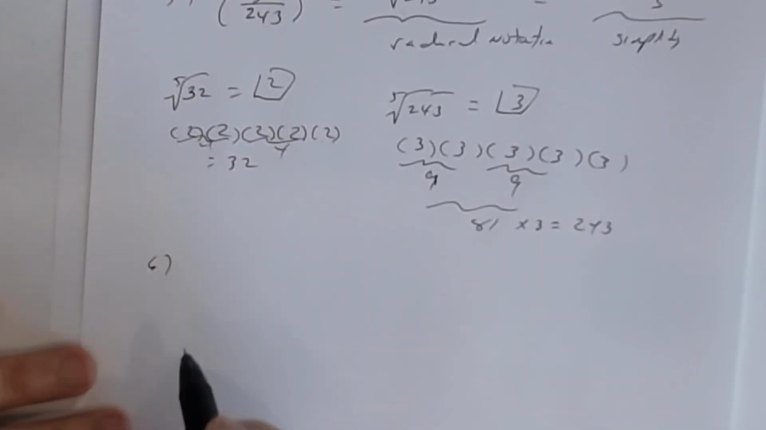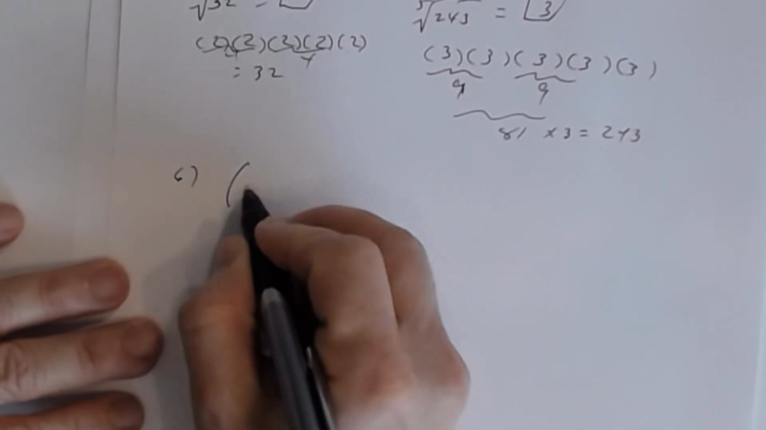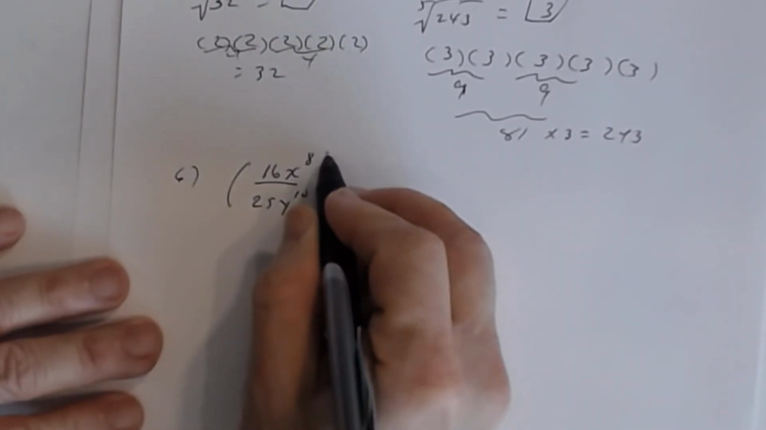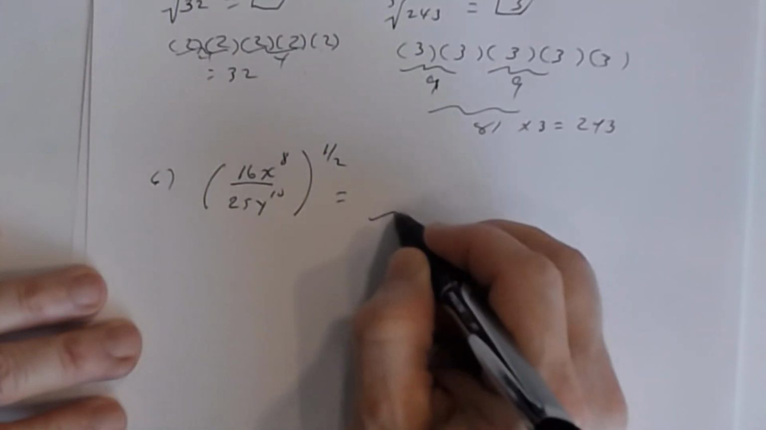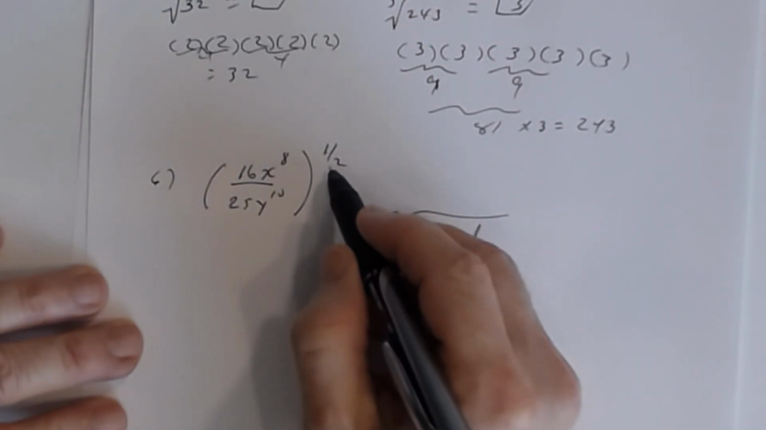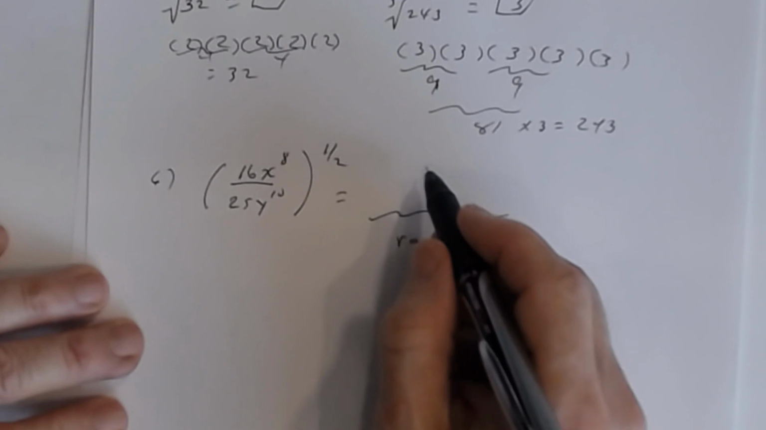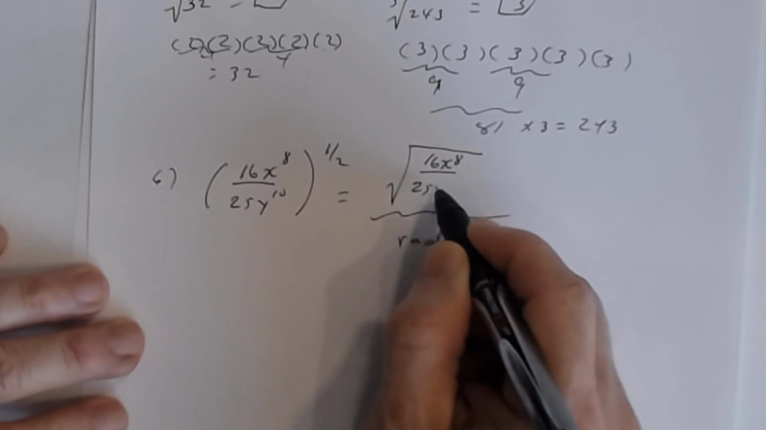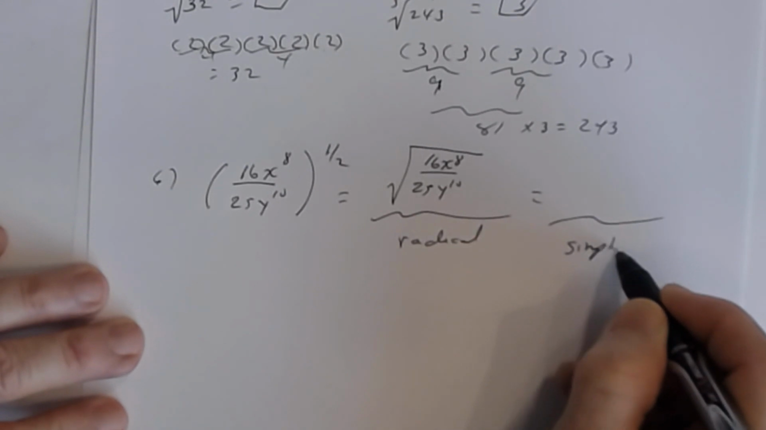Okay, number 6, we have 16x to the 8th divided by 25y to the 10th, all raised to the 1/2 power. We want to write this as a radical. Since the denominator is 2, that's the index, and the numerator is 1, that's your exponent. You're going to write this as the square root of 16x to the 8th divided by 25y to the 10th. And then when you simplify this, that's easy.